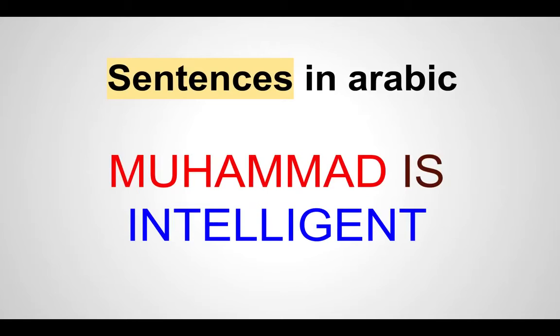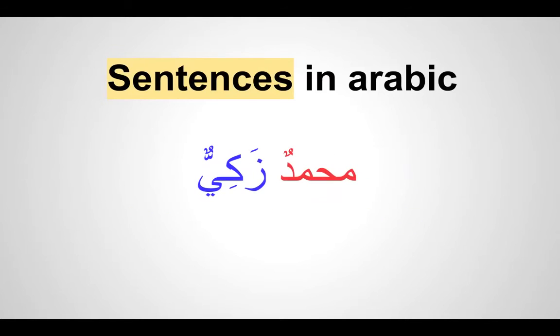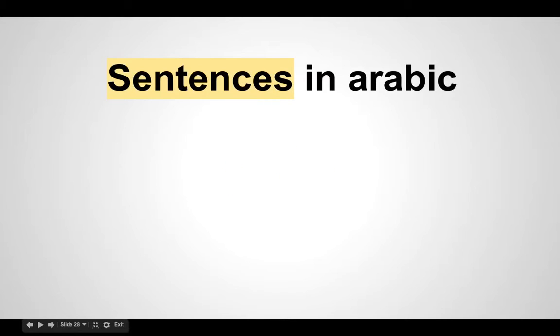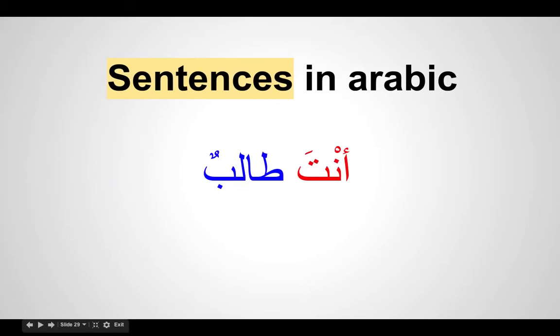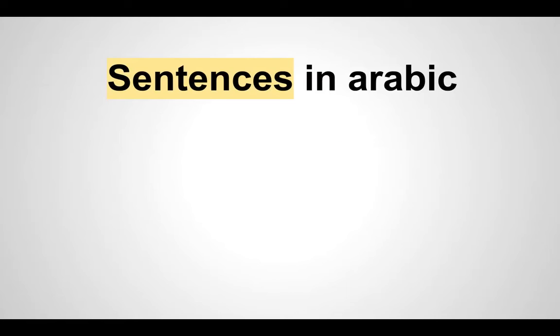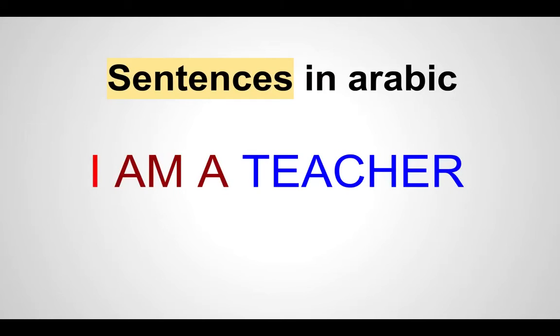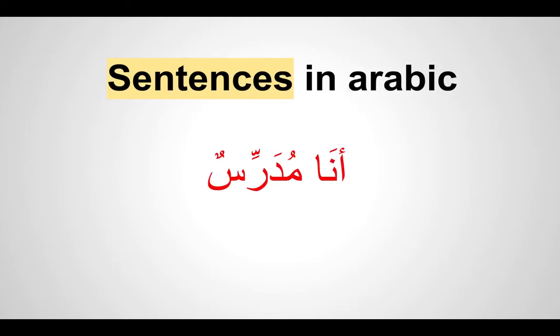If I say Muhammad is intelligent, Muhammad is the subject of the sentence and we're giving some news about him: is intelligent. How do you write it in Arabic? Muhammadun zakiyun. If I say you are a student, you is the subject and we're giving the news that you are a student: anta talibun. If I say I am a teacher: ana mudarrisun.